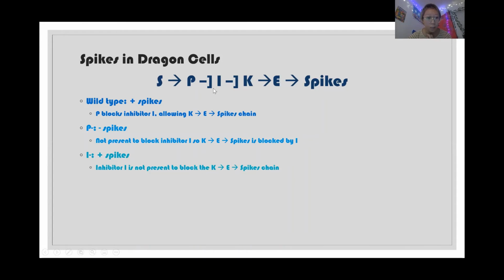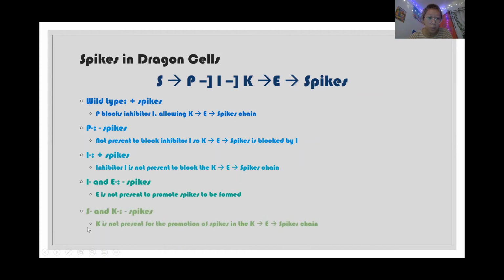When I is not present, then spikes are formed because I is not there to block K to E to spikes. When I and E are not present, the one that kind of matters is E, and if E is not there to promote spikes, then spikes are not going to be formed. And if S and K are not present, then there are not going to be spikes.